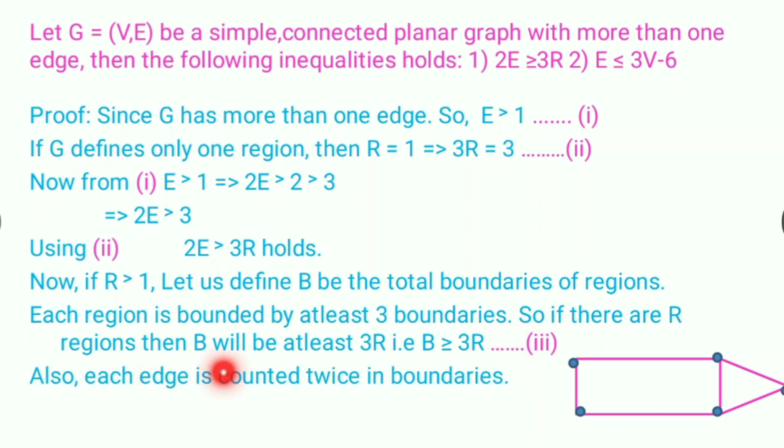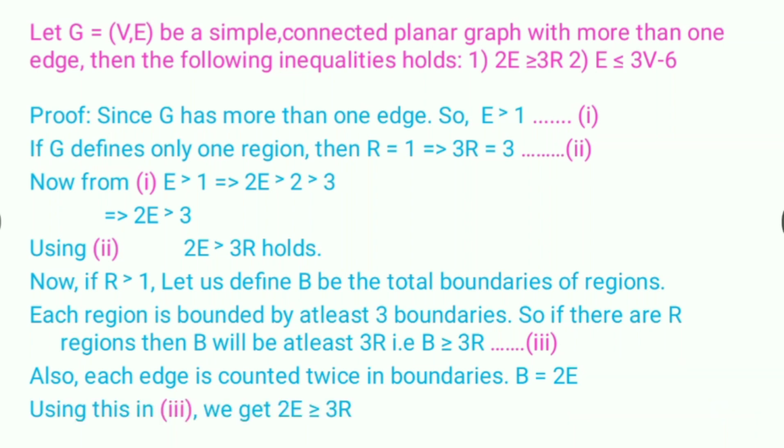Also, each edge is counted twice in the boundary, as you can see when I was counting the boundaries. This edge was counted twice, once for this region and once for this region. Similarly, this edge was counted twice for this region and this region. So all the edges are counted twice as a boundary. So B is equal to 2e. Here the total number of boundaries was 12, but edges are 6. So the total number of boundaries is always twice the number of edges.